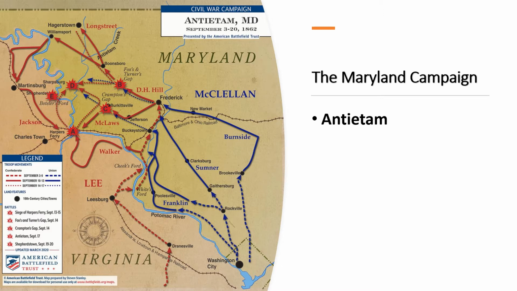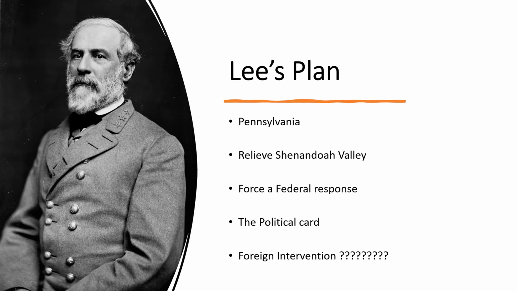This resulted in the Maryland Campaign. The battle everybody remembers as synonymous with the Maryland Campaign is Antietam. However, that was not the only battle. Battles also occurred at South Mountain and Harpers Ferry, both of which occurred before Antietam, and the Battle of Shepherdstown, which occurred immediately after. Lee never intended to fight a battle at Sharpsburg.